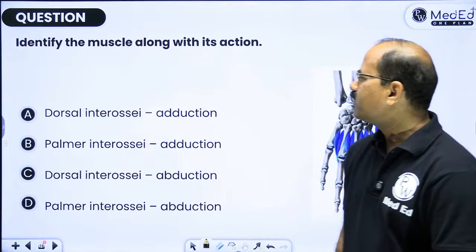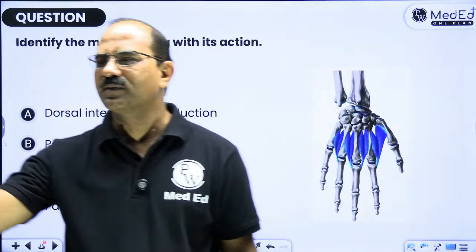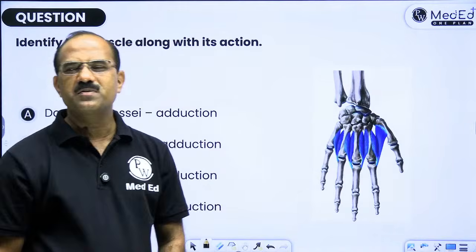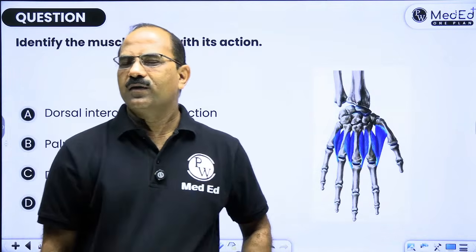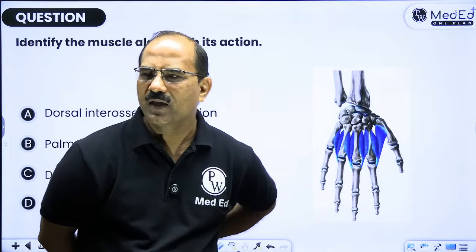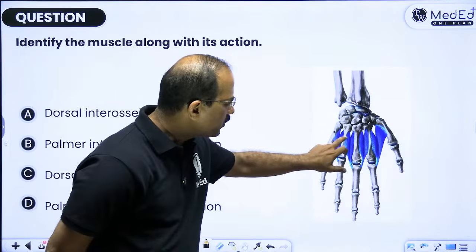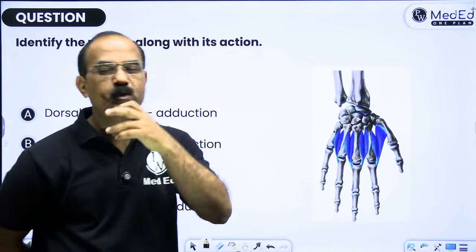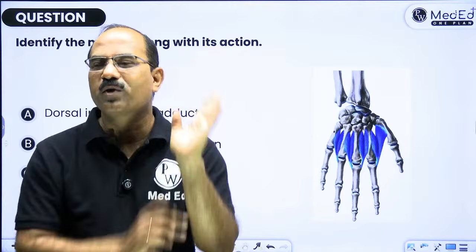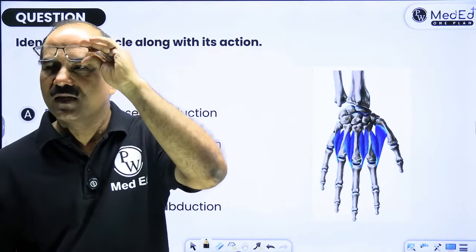Come on, identify the muscle along with its action. Yes, muscle. ये कौन सा muscle है बोल सकते हो? Which is this muscle? ये क्या muscle है? A muscle which begins from the metacarpal bones. Lumbricals कहाँ से arise हो रहे थे? Lumbricals were arising from the tendons of profundus.